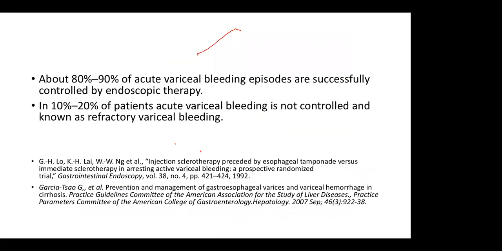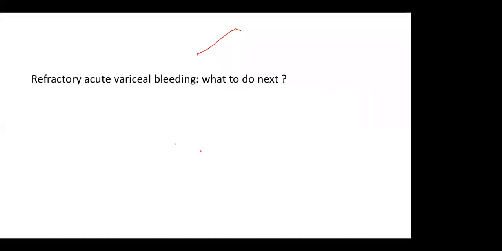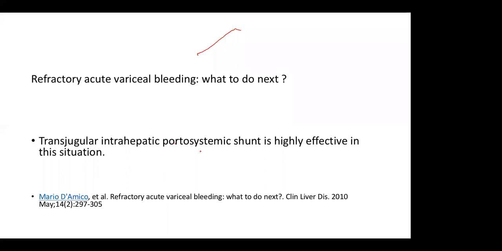So about 80 to 90% of acute variceal bleeding episodes are successfully controlled by endoscopic therapy. And nearly 10 to 20% of patients with acute variceal bleeding are not controlled, known as refractory variceal bleeding. So what to do in a case of refractory acute variceal bleeding? The answer is transjugular intrahepatic portosystemic shunt, which is highly effective in this situation.